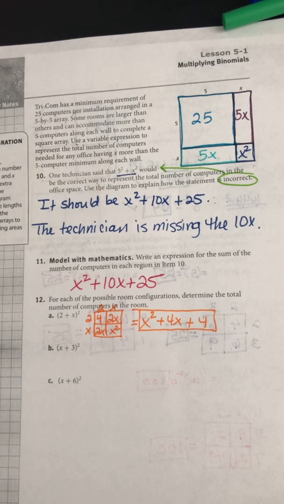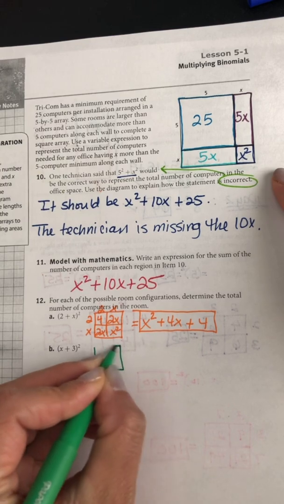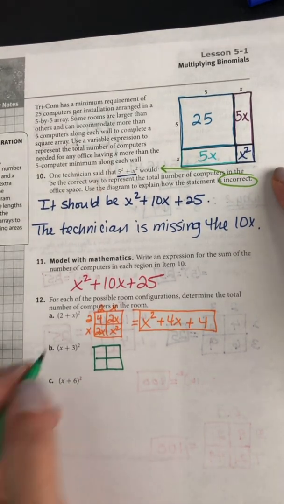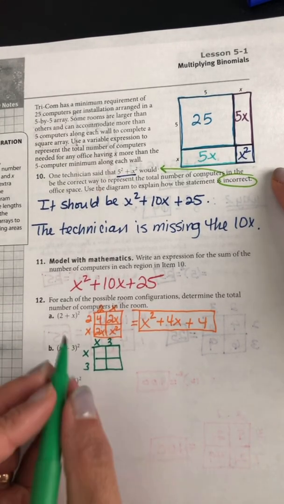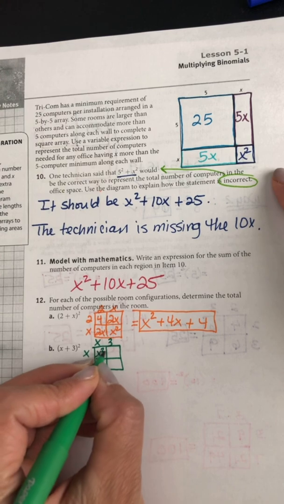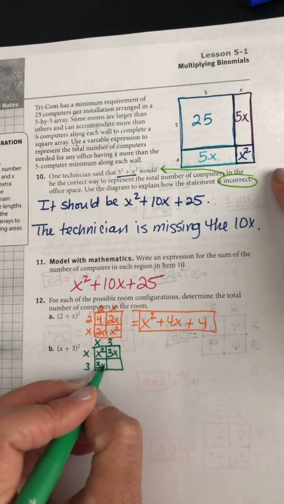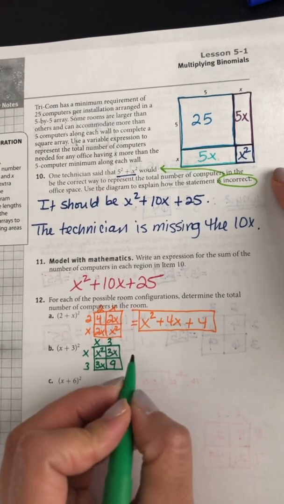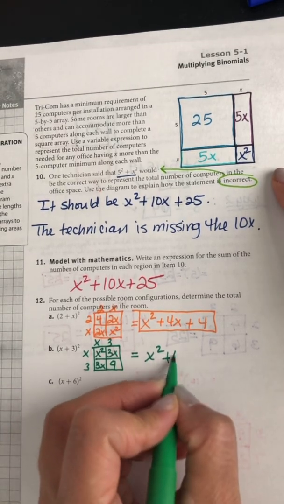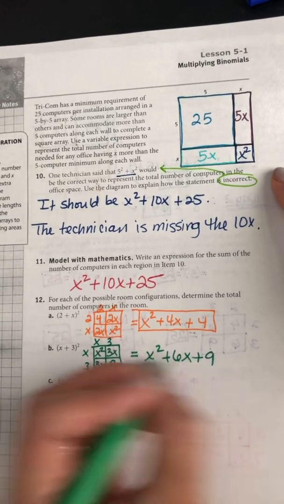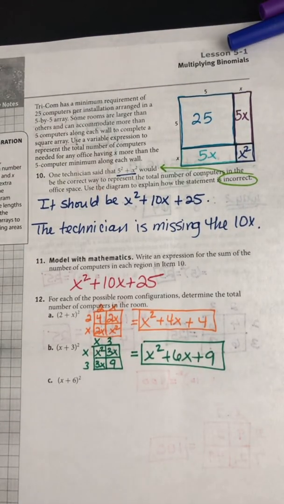I won't use yellow because that's going to be too light. X plus 3 quantity squared. So we're going to have an x and a 3 on one edge, an x and a 3 on the other edge, and then multiply them. X times x is x squared. X times 3 is a 3x. 3 times x is a 3x. And 3 times 3 is 9. So that'll be x squared plus the like terms 3x plus 3x is 6x plus 9. Aren't these not bad? Like, that's pretty good.